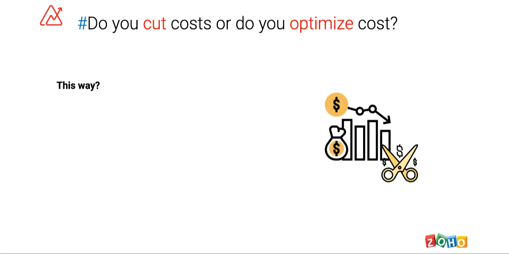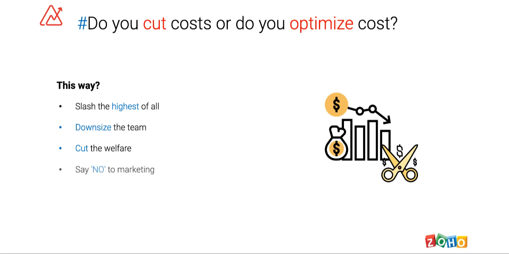So, my question to you today is, do you cut costs or do you optimize costs? Now, what does that mean and what's the difference? Are you trying to slash the highest of all, or are you trying to downsize your team? Or maybe you might want to consider or reconsider your employee welfare, or a very common phenomenon across organizations, say no to marketing. Now, if these are some of the ways you want to optimize costs, I suggest you revisit them.